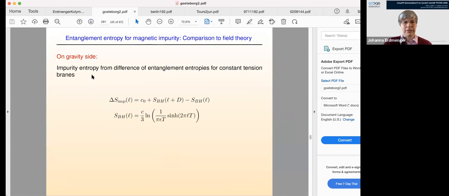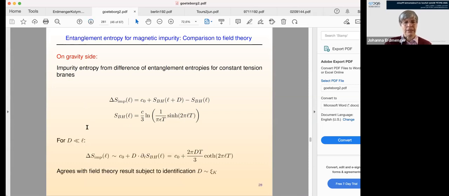Now the impurity entropy, that's true generally, is obtained from the difference of entanglement entropies for constant tension branes. In this perturbative approach, we calculate the entanglement entropy in the presence of the black hole for an entangling region L plus D, and we subtract the entanglement entropy in the black hole background for just the entangling region L. This is the result of Ryu and Takayanagi for finite temperature, where C is the central charge. They calculated it for the black hole background in AdS3, the BTZ black hole.